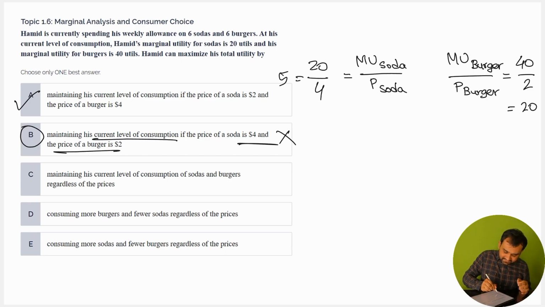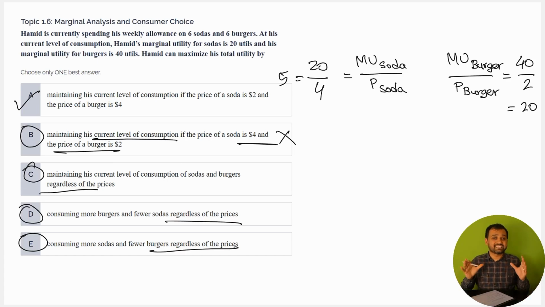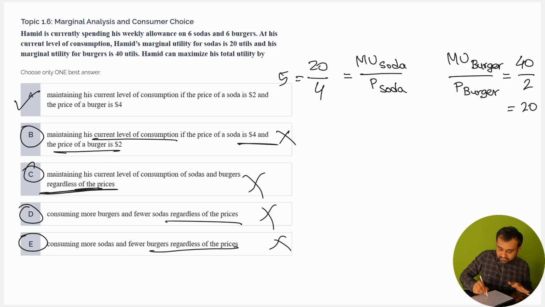Lastly, if you look at options C, D, and E, they suggest different things that Hamid should do, but says that he should be doing those regardless of what is happening to prices. Now, with a set amount of budget, prices are very important if you're trying to get the most bang for your buck, so to speak. So as a result, when you're trying to maximize total utility with a finite amount of budget, prices are super important. So therefore, whenever you see options like this, you know for certain they are not the answer. So C, D, and E, you can cross out simply because they're saying, regardless of prices, he should do something.